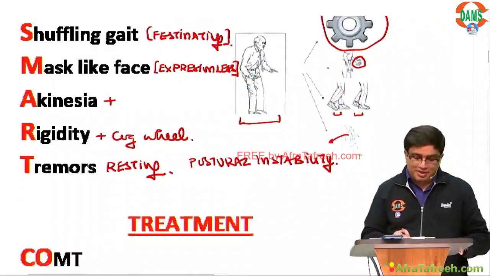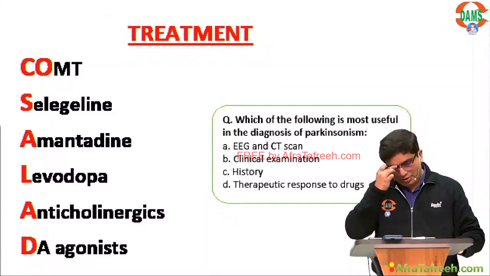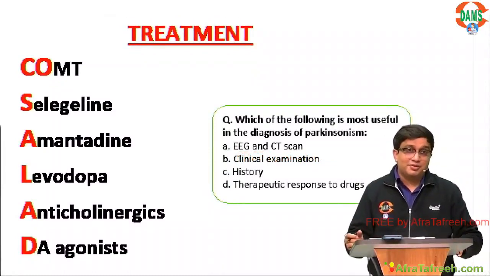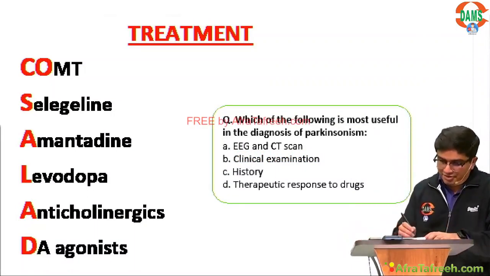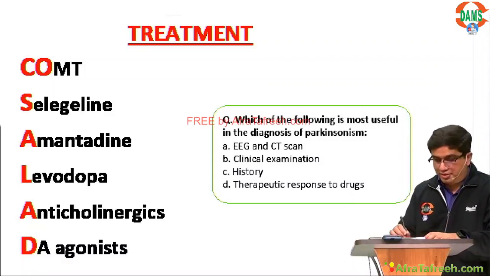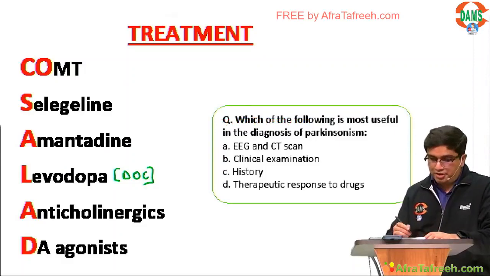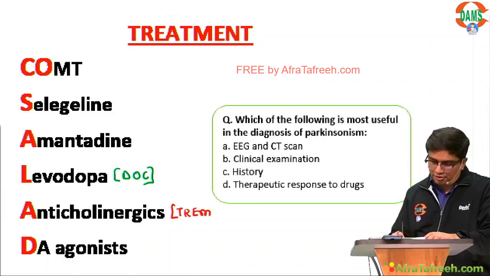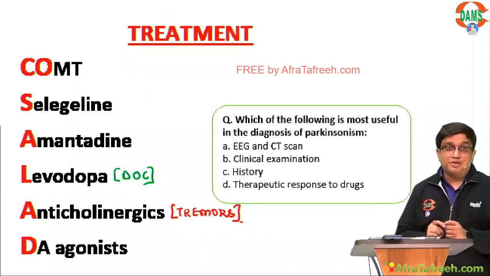Mask-like face is an expressionless face. Treatment. So the treatment of Parkinson is very simple. It's a cold salad that the patient is going to have. So one kind of treatment that we have is a COMT inhibitor, or maybe the drug of choice for treating a patient of Parkinson is always a precursor of dopamine, that is levodopa. Anticholinergics are also important in treating patients of Parkinson. For treating what? Tremors. Apart from this, the dopamine agonists are also very helpful in these patients.